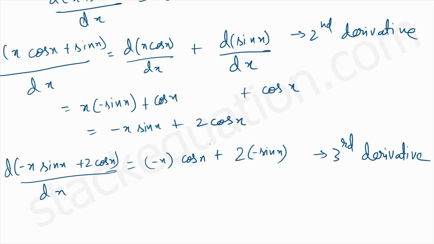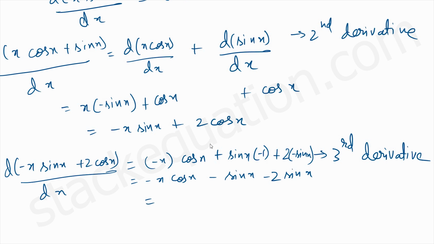Oh, I made a mistake. Okay, where was I? Yeah. So minus x into cos x, then sin x will remain fixed. And what's the differentiation of minus x? Minus x differentiation is minus 1, plus 2 of minus sin x, right? Minus x cos x minus of sin x minus of 2 sin x, right? This will be minus x cos x minus 3 of sin x.